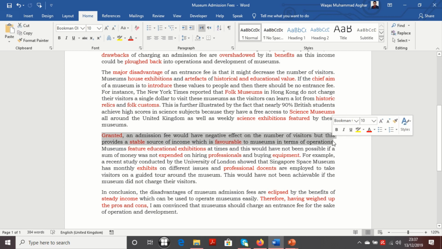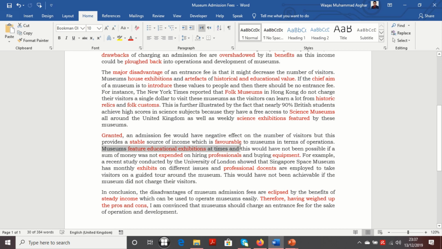I gave my answer. Now I will give reasons for my answer, or I will explain this in more detail. Museums feature educational exhibitions at times, and this would not have been possible if a sum of money wasn't expended on hiring professionals and buying equipment. Now I will support my explanation with an example.